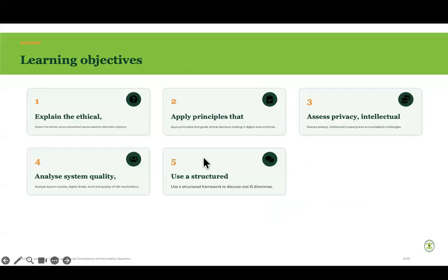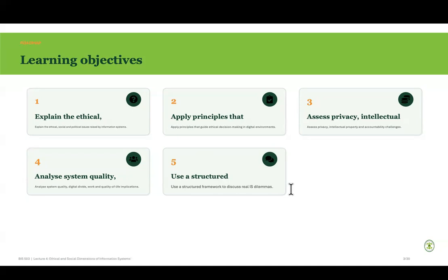Now, let me show you where we are going in this lecture. First, we will examine the main ethical, social, and political issues created by information systems. Second, we'll look at principles that managers and information system professionals can use when making difficult decisions. Third, we'll discuss privacy, intellectual property, accountability, and system quality. We'll also examine the wider effects on work, on access, on social inclusion, and on quality of life. And finally, we'll apply a structured framework to actual ethical dilemmas.